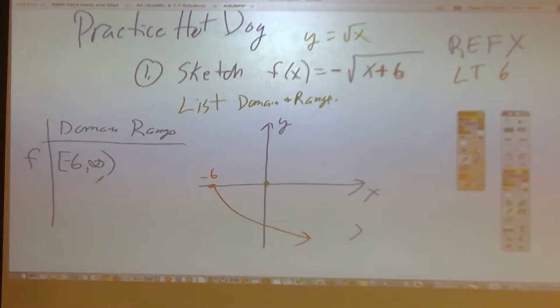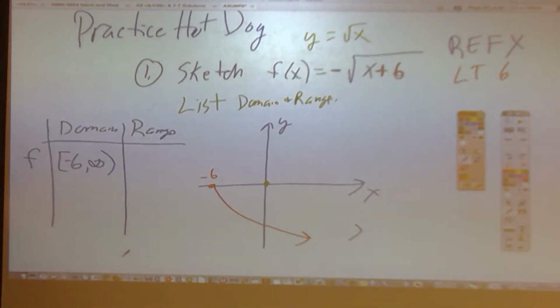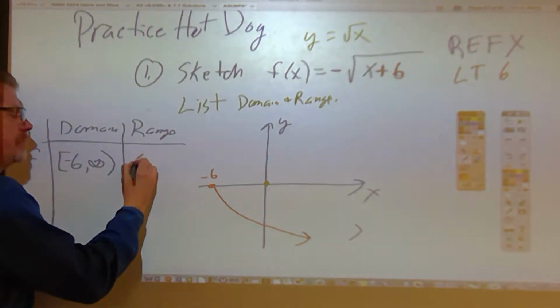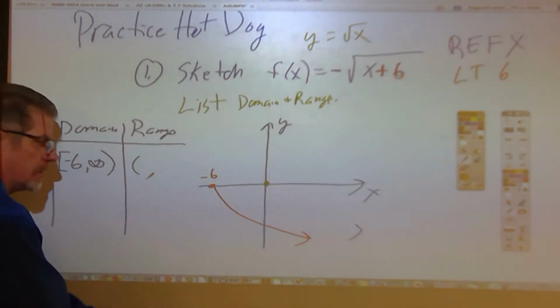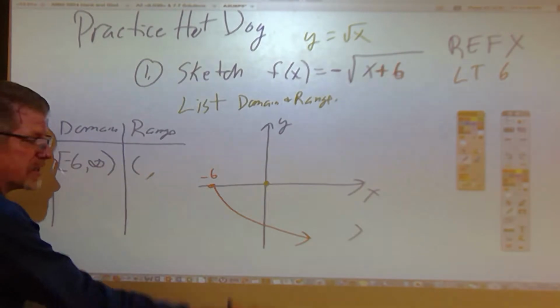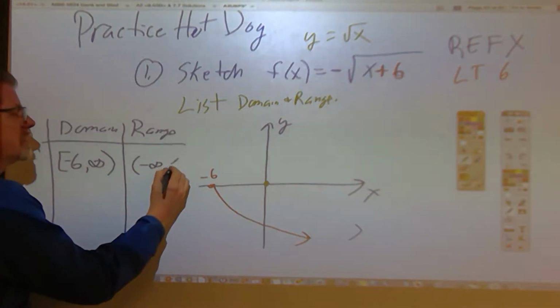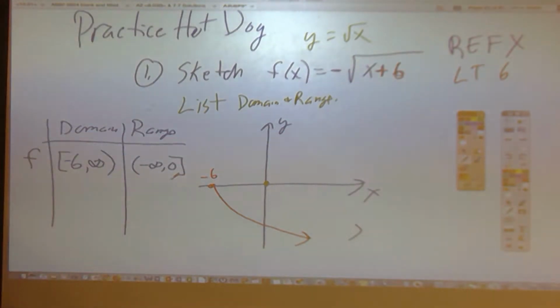So if this were a hot dog question, you would look at the x coordinates of the graph, the participating x coordinates there. How about, Jonathan, what would you write down for the range of this function? Negative infinity, because the least, it's going all the way down to negative infinity, up to 0. Okay.